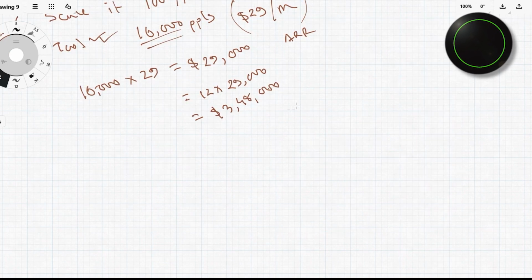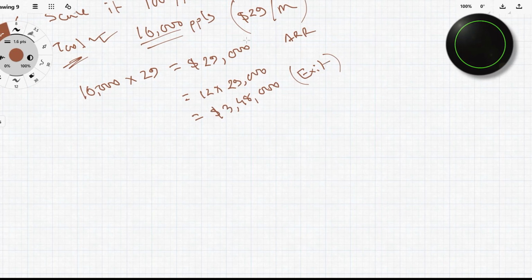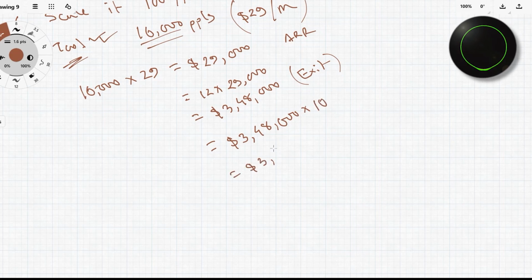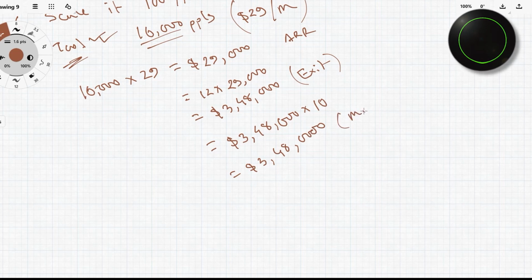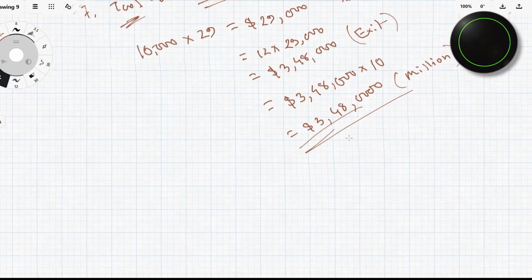$348,000. So if I want to exit and sell this tool, how do we calculate it? The calculation is really easy. That's the MRR, what you are charging monthly. Then you calculate the ARR, annual recurring revenue. Then if you want to exit, what's your valuation? Your valuation is ARR times 10. So this is your final valuation. Okay, we finally achieved 2 million, right? And that's the math. So this is how we are able to achieve $1 million.